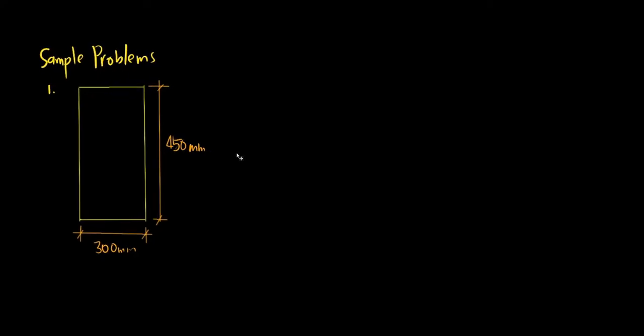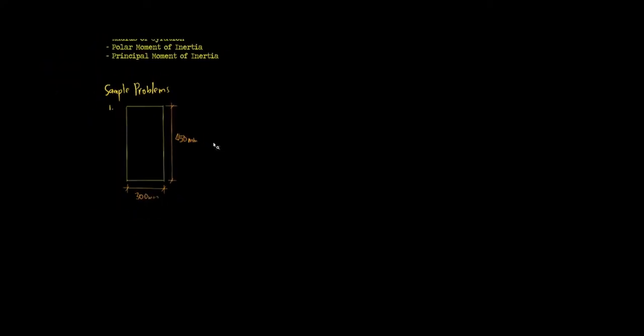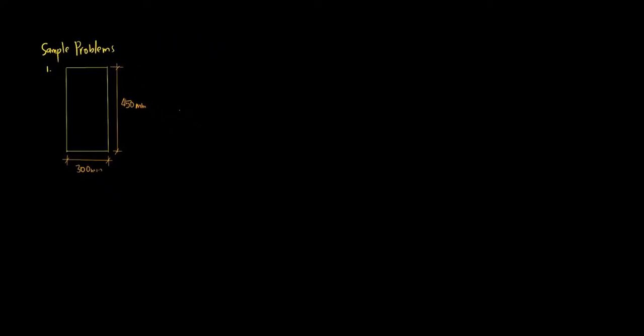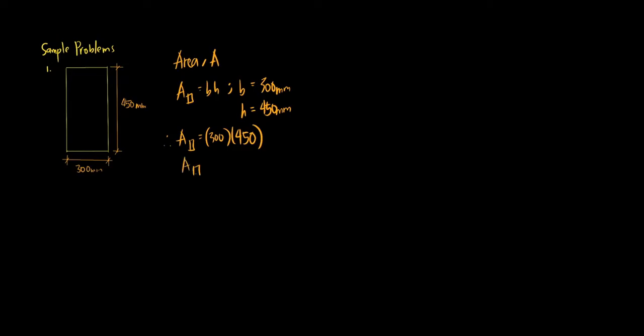So for our first sample problem, we have a basic section right here, a rectangular section with a width of 300 millimeters by 450 millimeters. First, we need to get the area, denoted by A. The area of a rectangle is equal to base times height. As mentioned, the base is equal to 300 millimeters and the height is equal to 450 millimeters. So therefore, the area for our rectangular section is 300 by 450 millimeters.